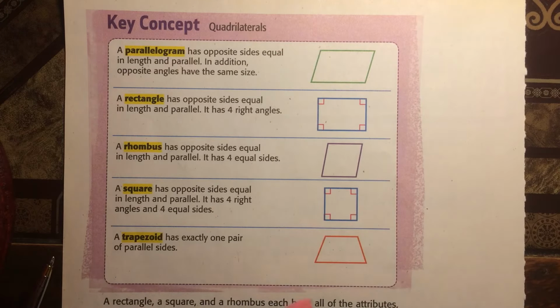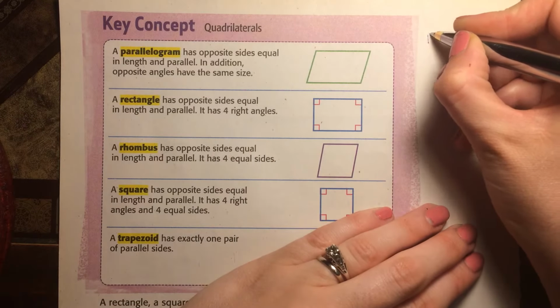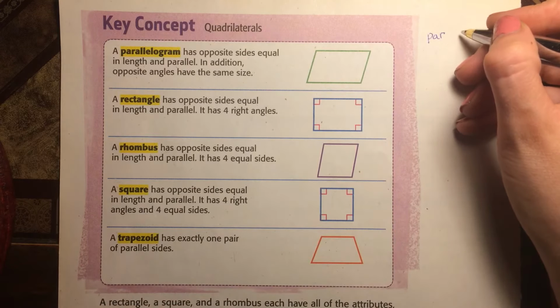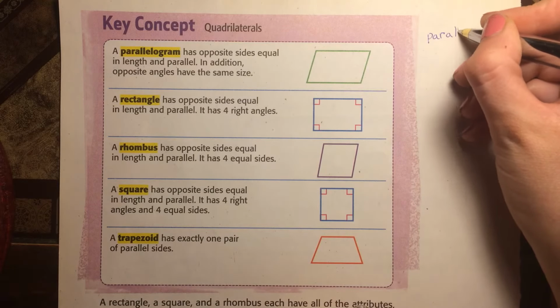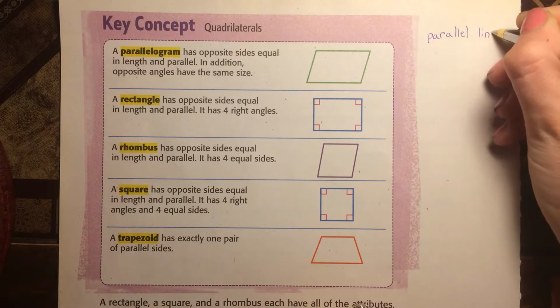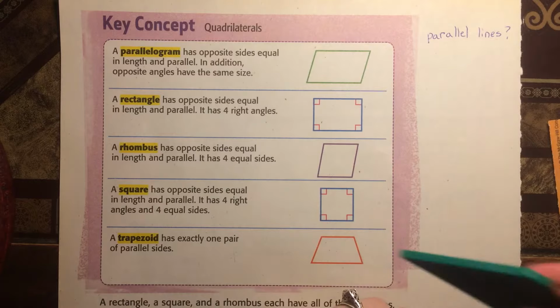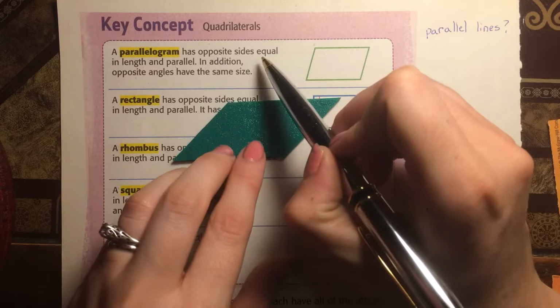Well, if you think of the word parallelogram, you hear the word parallel in it. And so that gives you a clue that we need to look for parallel lines. And that's one of the main things we look for when we're thinking about classifying or naming quadrilaterals. Parallel lines. You have to ask yourself this question. Parallel lines.